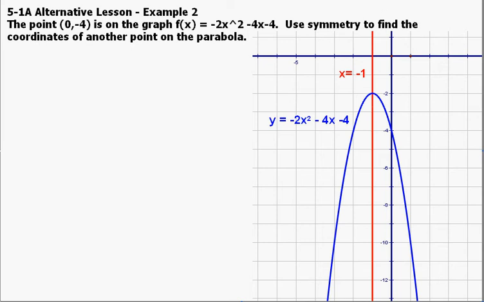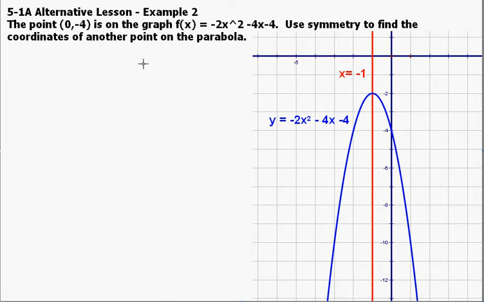5-1A, alternative lesson example number 2. The point (0, -4) is on the graph of f(x) = -2x² - 4x - 4. Use symmetry to find the coordinates of another point on the parabola.